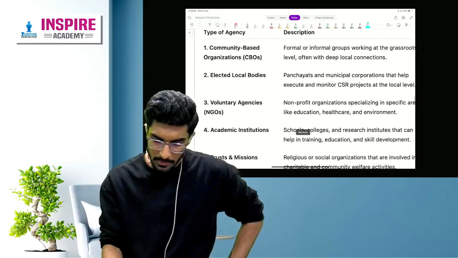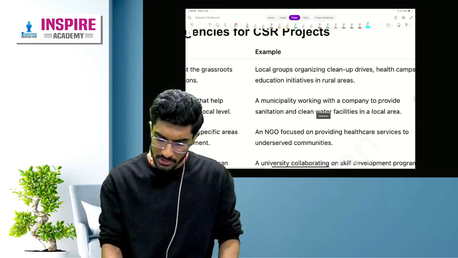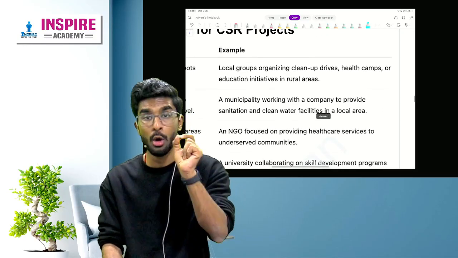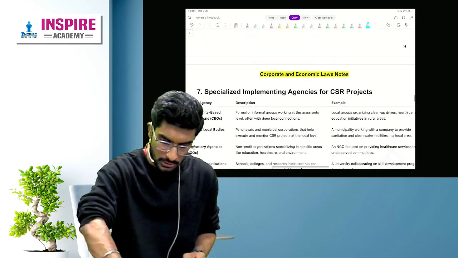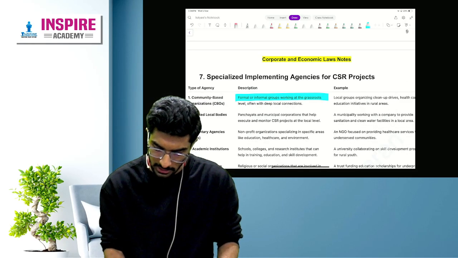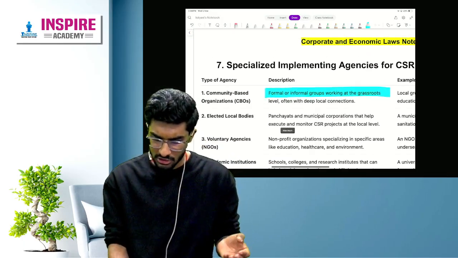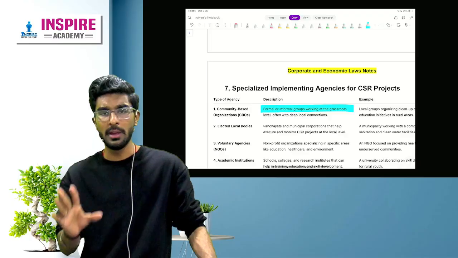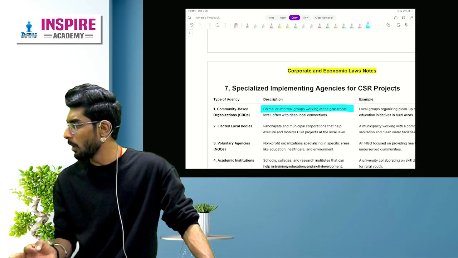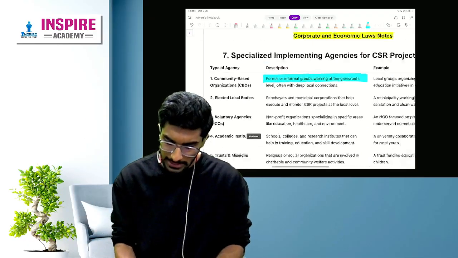Number one is community-based organizations. I will give you an example: local groups organizing cleanup drives, health camps or education initiatives in rural areas. These are formal or informal groups working at the grassroots level, often with deep local connection. So a very informal way of incurring CSR expenditure is community-based organizations. Very easy.